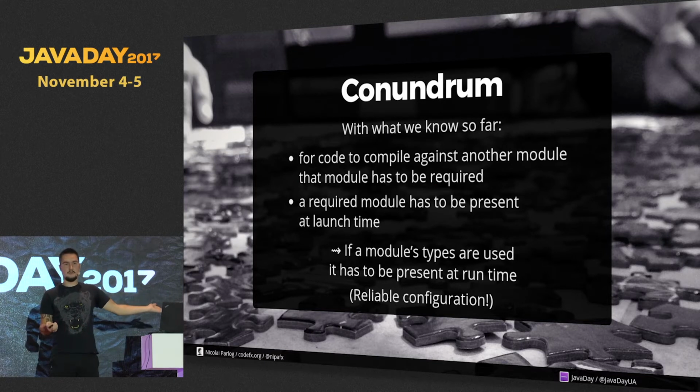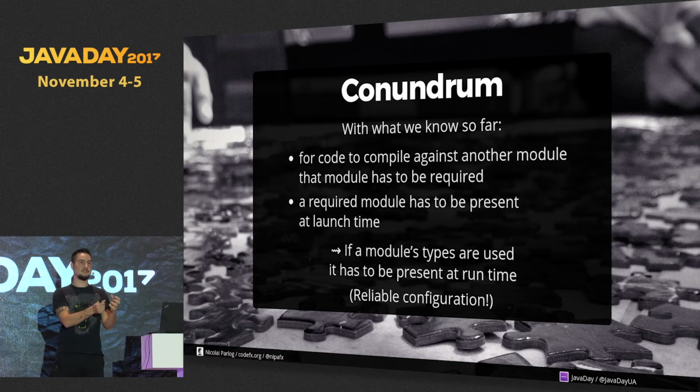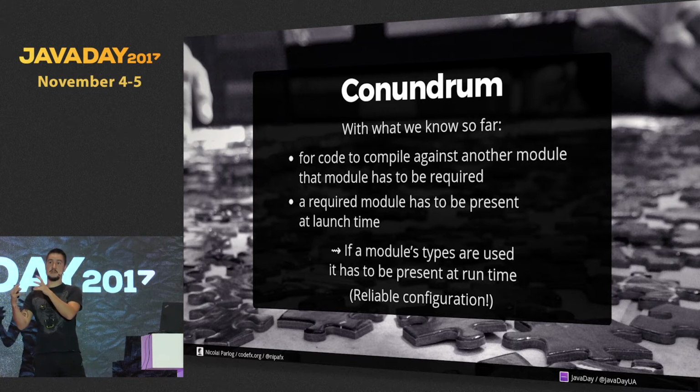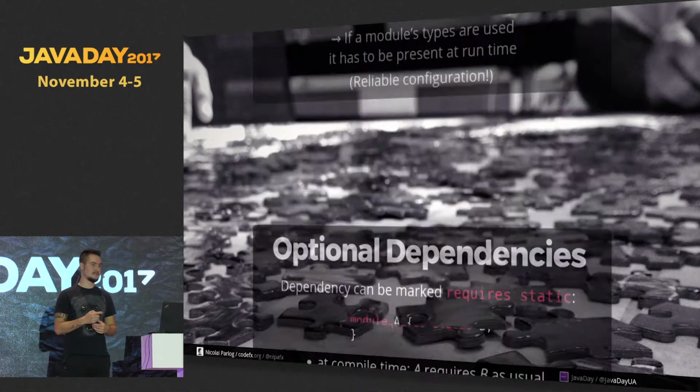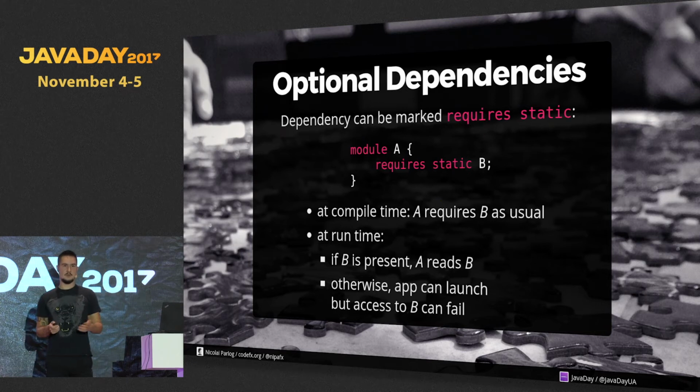This was basically the point of reliable configuration, to make sure that the configuration that you compile with can be somewhat enforced to be reasonable or reliable, and can also be enforced at runtime, at launch time, that it's reliable. So that's kind of the whole point, but here it makes things difficult. So there's another keyword you can throw in there. It's static: requires static. Static in the sense of not at runtime, which is totally chaotic and dynamic, but at compile time. So A requires B only at compile time, which means at compile time nothing changes. B needs to be present. At runtime things change. If B is present, great, A reads B. If B is not present, then the application launches anyway.